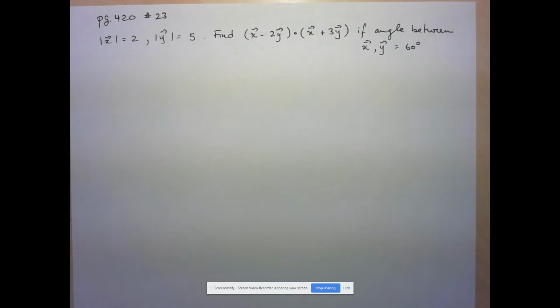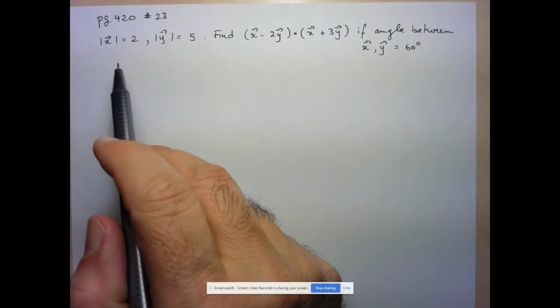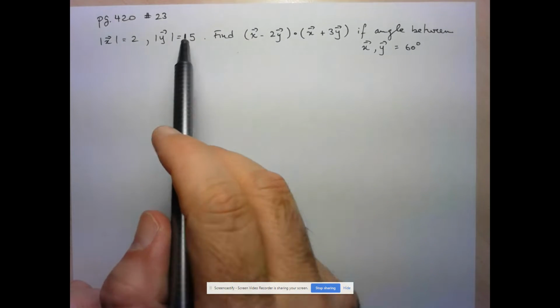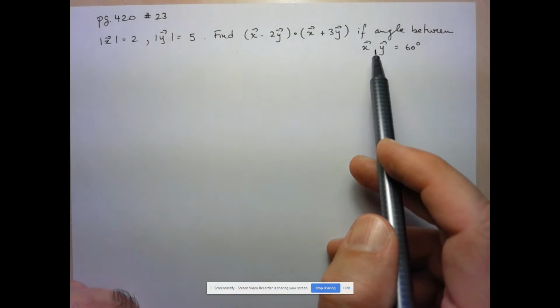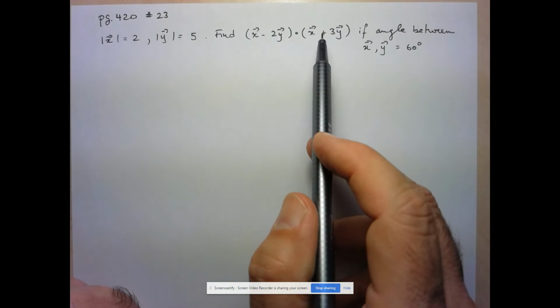Hi folks, we're going to take a look at number 23 on page 420. They give us this information about two vectors x and y. They give us the magnitudes and tell us that the angle between them is 60 degrees, and they want us to determine the value of this expression.